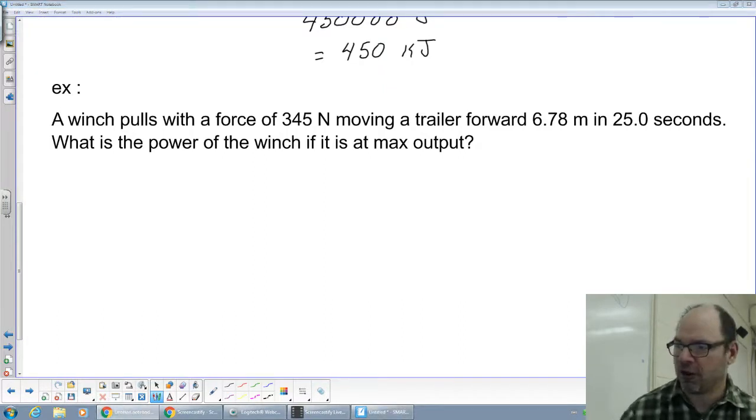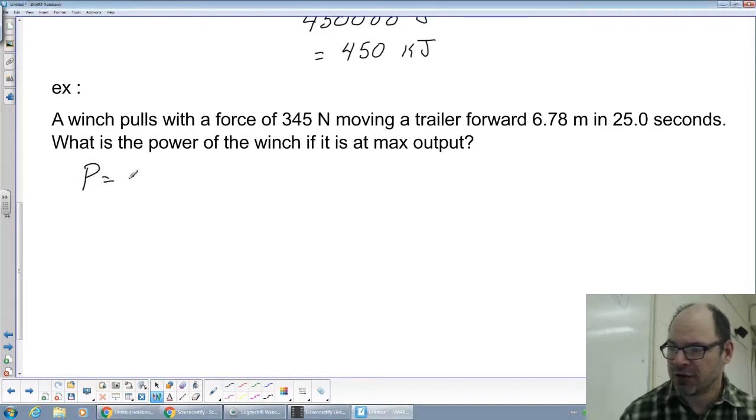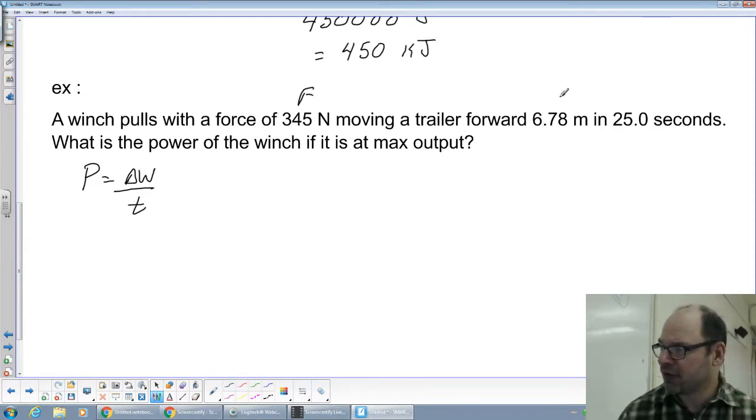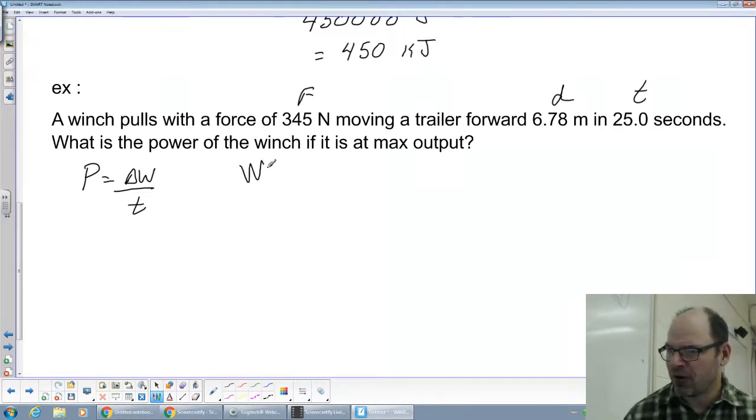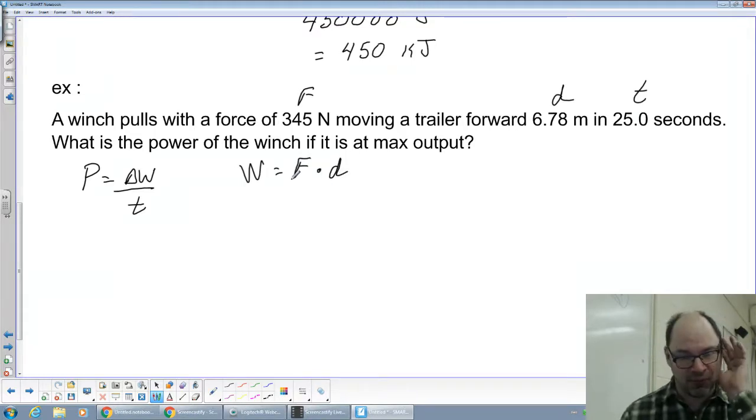Okay, so we've got a situation where we're going to be using power is a change in work over time. So this is a force, and this is a distance, and this is a time. So obviously we've got to find the work first. So that's force times distance. So we know that work equals force times distance. Okay, and all of the force is in the same direction as distance because it doesn't have an angle or anything like that. So we'll do the work first.